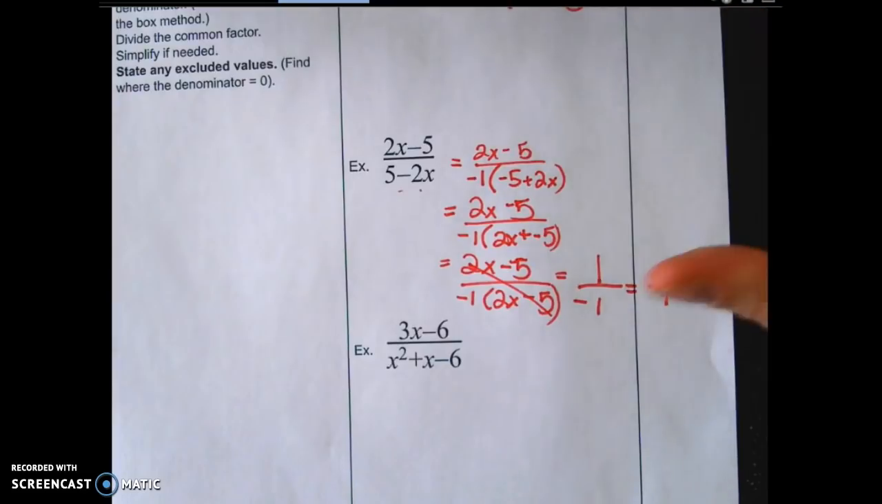Again, I don't have any excluded values because in this one I don't have any denominator, and I also don't have any variables.